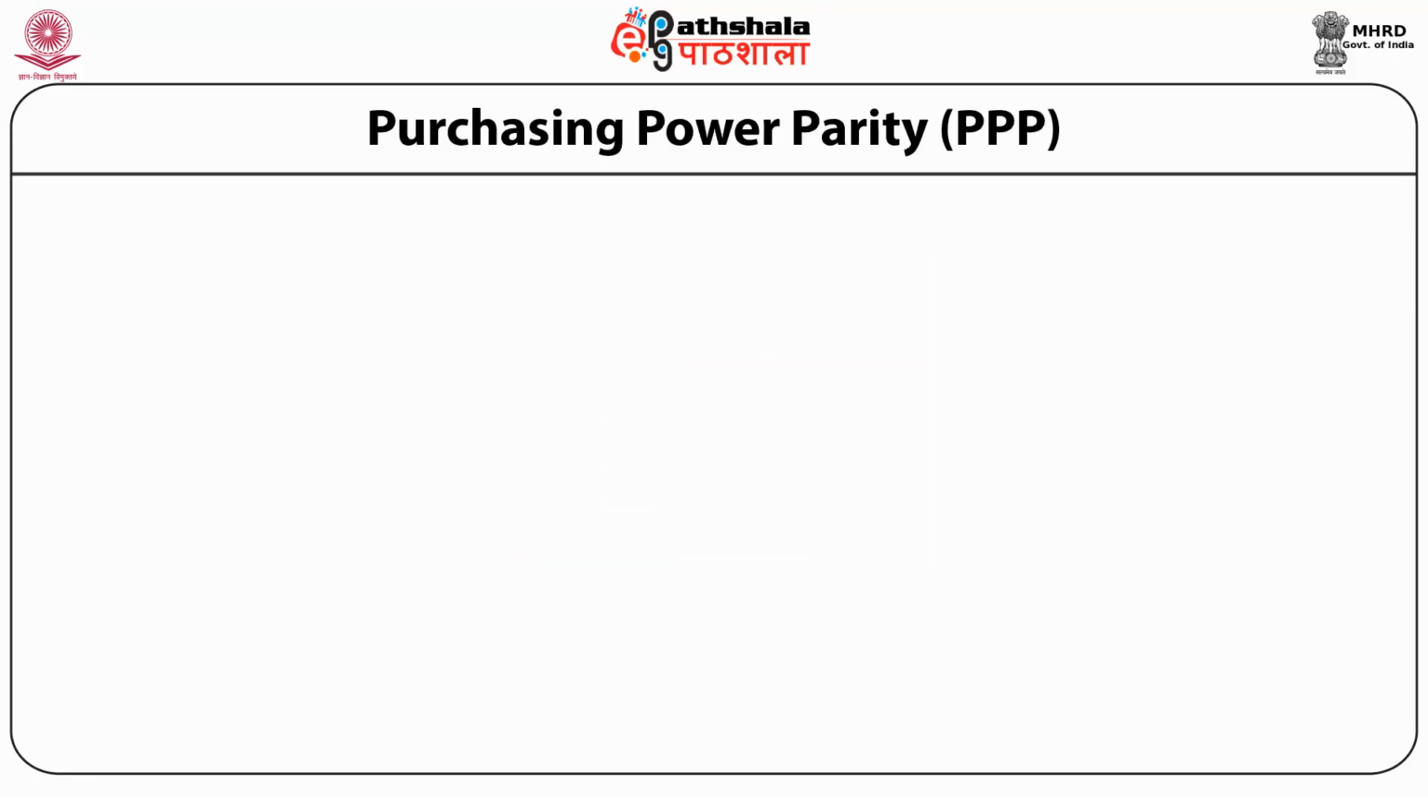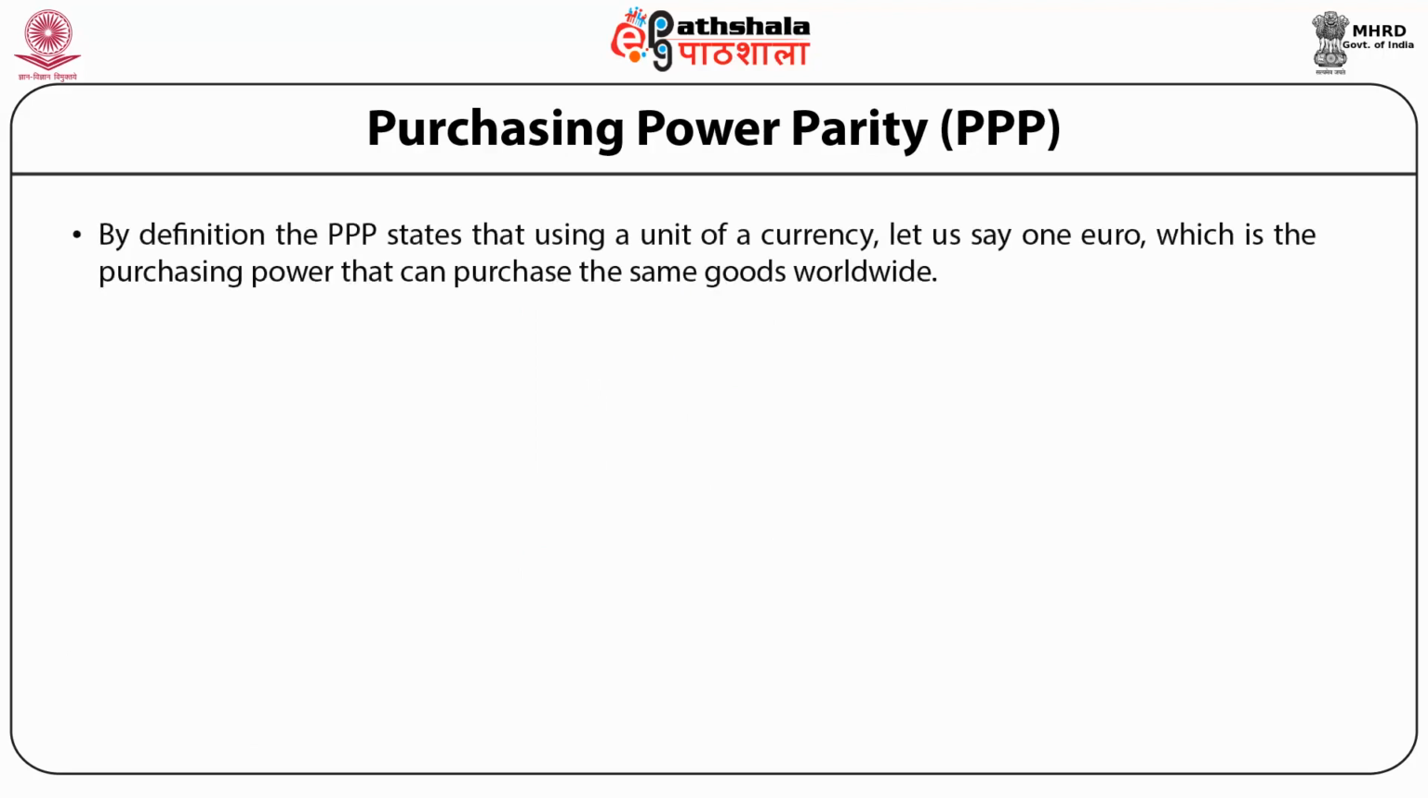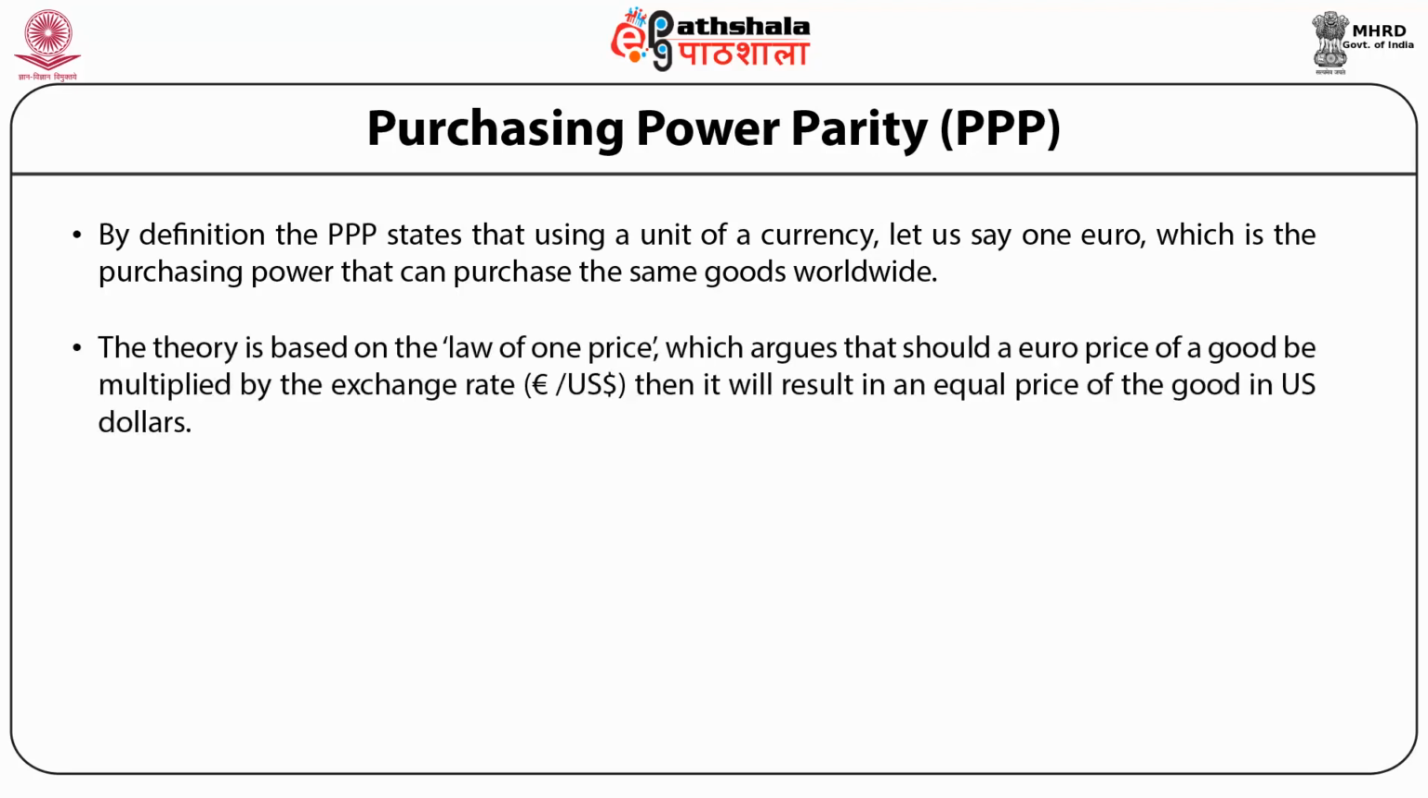Purchasing power parity theory. By definition, purchasing power parity states that a unit of a currency, let us say 1 euro, has a purchasing power that can purchase the same goods worldwide. The theory is based on the law of one price, which argues that should a euro price of a good be multiplied by the exchange rate, for example, euro in exchange of US dollars, then it will result in an equal price of the goods in US dollars.